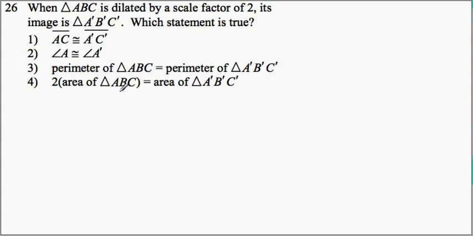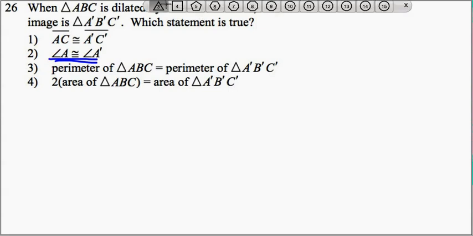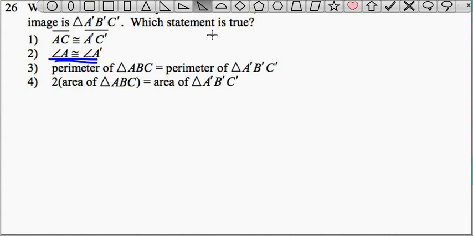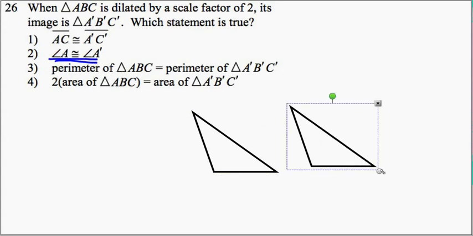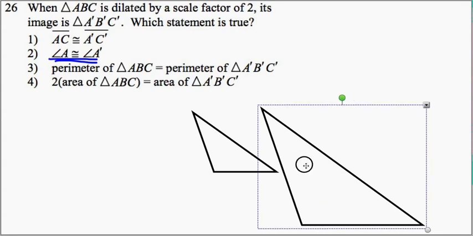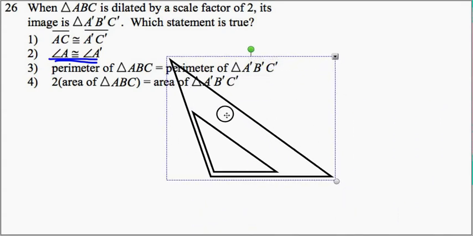When triangles are dilated by a scale factor of 2, that means the line segments will be doubled. But one thing that will stay the same is the angle. Measures of the angle wouldn't change. For example, if I have some sort of triangle and I copy that here, even if I make it bigger, the angle will stay the same. That's the whole idea.